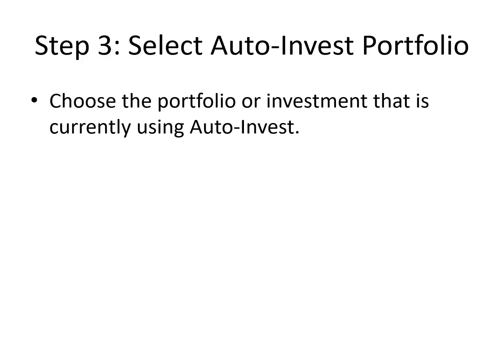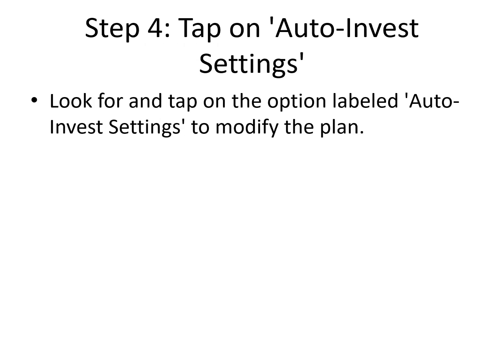From your list of investments, select the portfolio or account that has Auto Invest enabled. Now, tap on Auto Invest settings. This is where you can adjust or manage your recurring investment options.